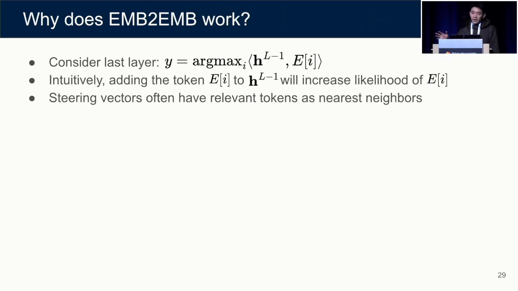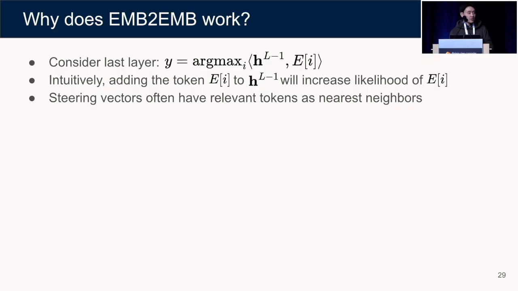So let me try to provide at least my intuition for why this works. Essentially, we can think about what happens in the last layer, where if we think about the logits, I like to think about them as a bilinear model between the model's last hidden state and the token embeddings. Intuitively, if you just simply add a token-embedding-like vector to the model's last hidden state, then of course the likelihood of that token being sampled goes up.